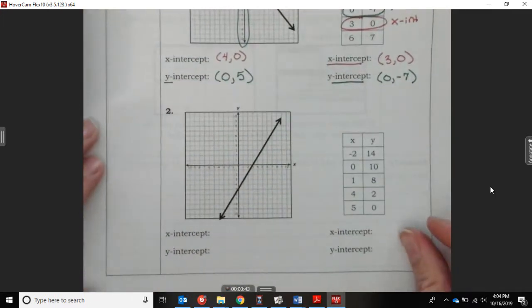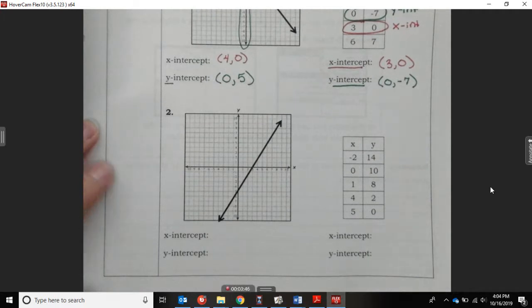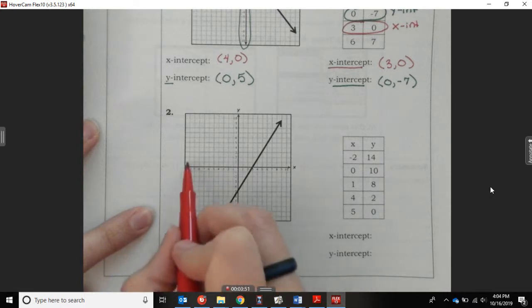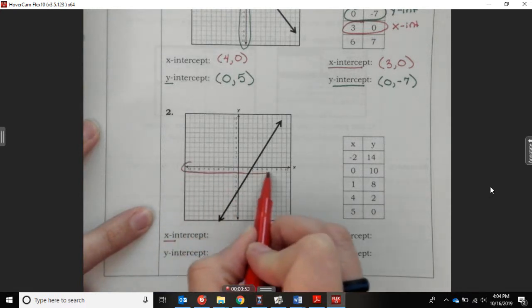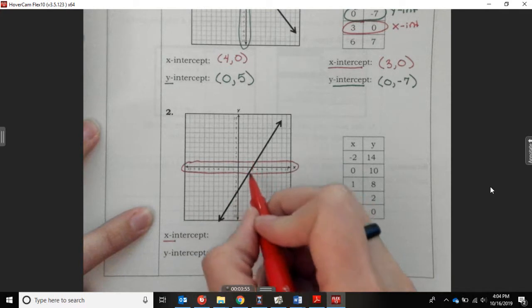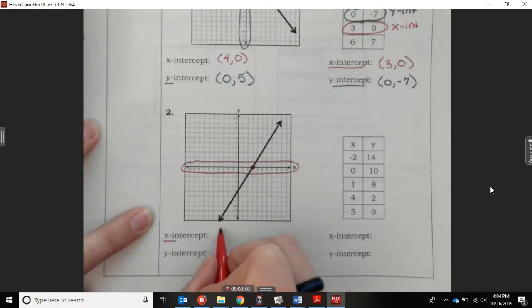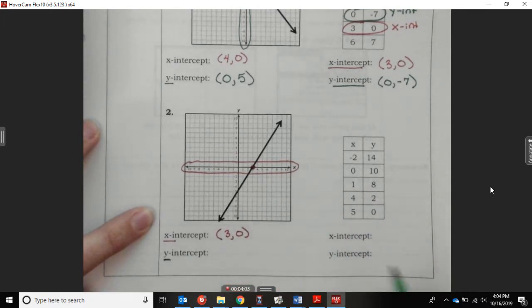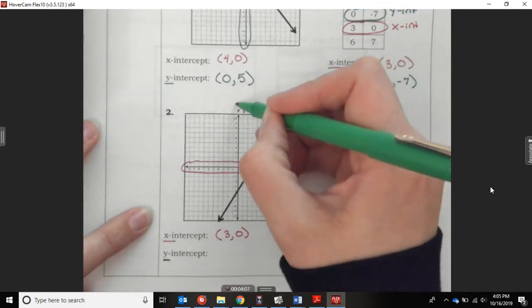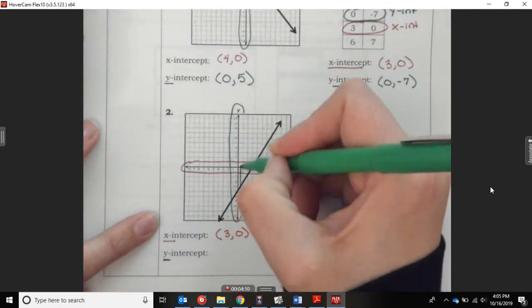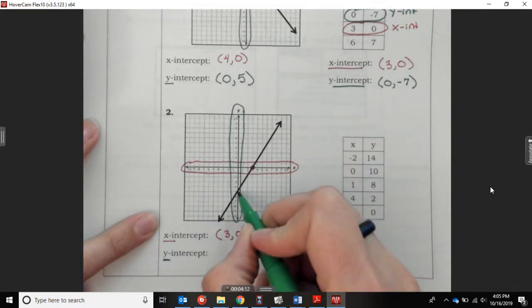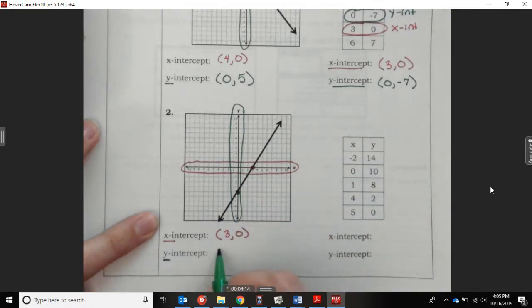Okay, number 2. We're going to do the same thing. What is the x-intercept? Well, remember, it's where it crosses the x-axis. And it crosses right here at 3. So my ordered pair is 3, 0. And then what is the y-intercept? That's where it crosses the y-axis. And it crosses the y-axis down here at negative 5. So my ordered pair is 0, negative 5.